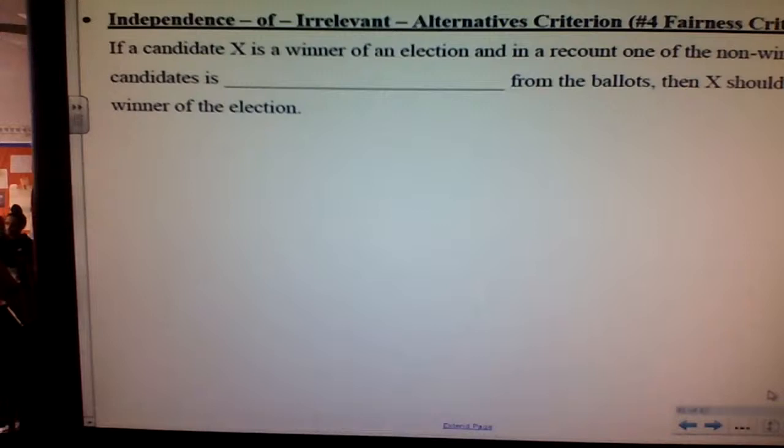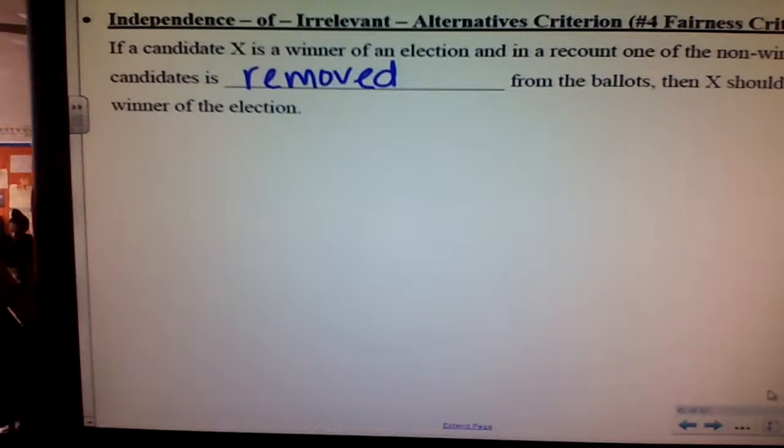Okay, so this leads me to my last criterion. It says, if candidate X is a winner of an election and in a recount, one of the non-winning candidates is removed, then X should still be the winner. So just because I got rid of C, who was a loser to begin with, it should not have changed the result of the election. A should have still won.